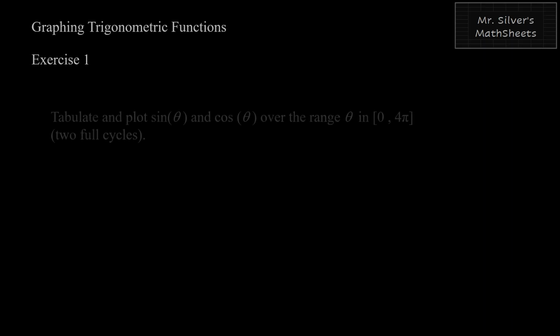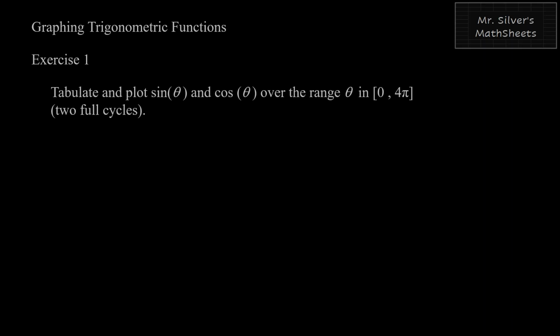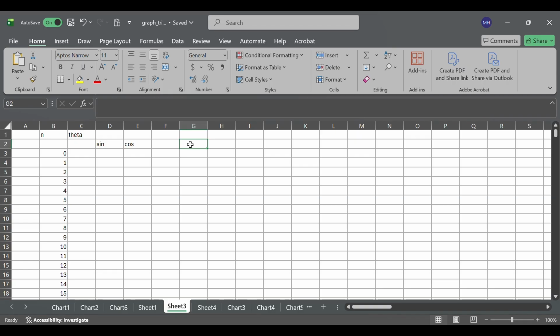So exercise 1, we're going to create a table and then plot sine and cosine over 2 cycles, all the way from 0 to 4 pi. So what can we say about sine and cosine based on this plot? Probably could say a lot of things. So let's just create this data.